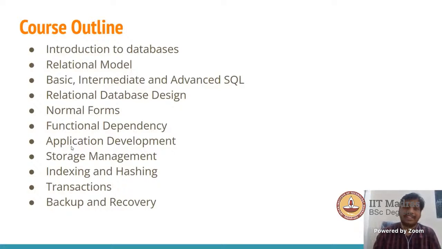Now week 10 is related to the transaction part. In this week, we are going to learn about the ACID properties. What is a transaction? What are the ACID properties? What is a schedule? What is serializability? Then what is a locking protocol? What is a concurrency protocol? All those things we are going to discuss in week 10.